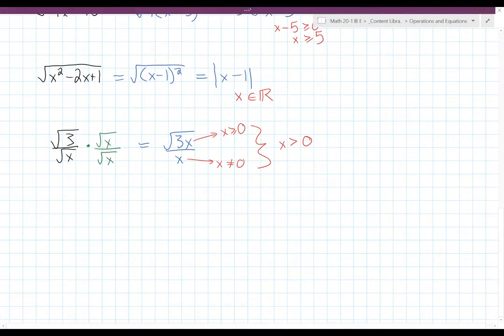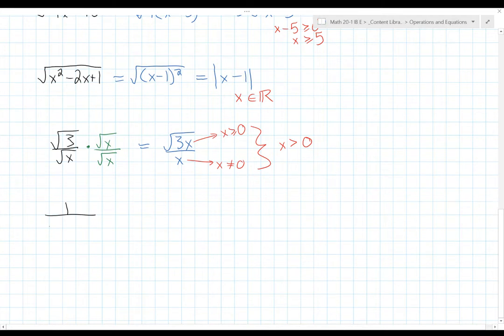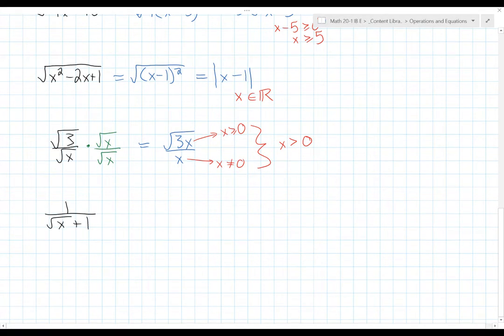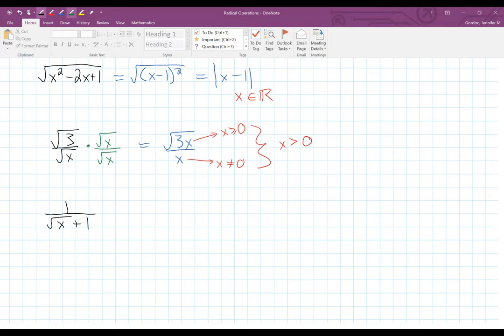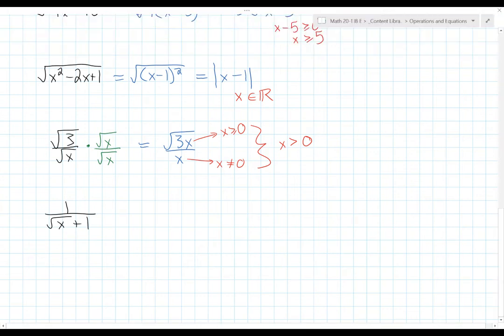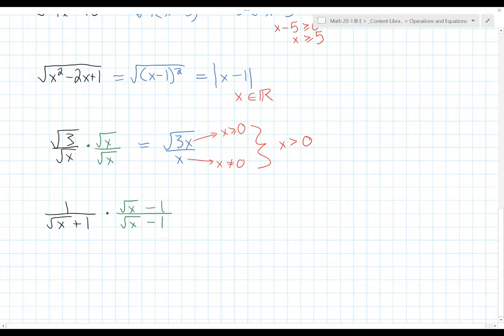Now, rationalizing when I have something a little more complicated, so a binomial. Let's say, for example, I have 1 over the square root of x plus 1. Now I can't just multiply by the square root of x, because when I distribute it through, I would still end up with a square root in the bottom. So in this case, I have to multiply by the conjugate. I'm multiplying by the square root of x minus 1, but that means I have to multiply by the square root of x minus 1 over the square root of x minus 1, so that in reality, I'm just multiplying by 1.